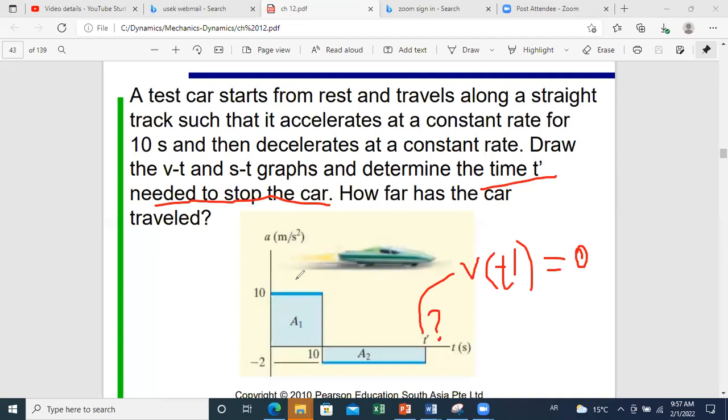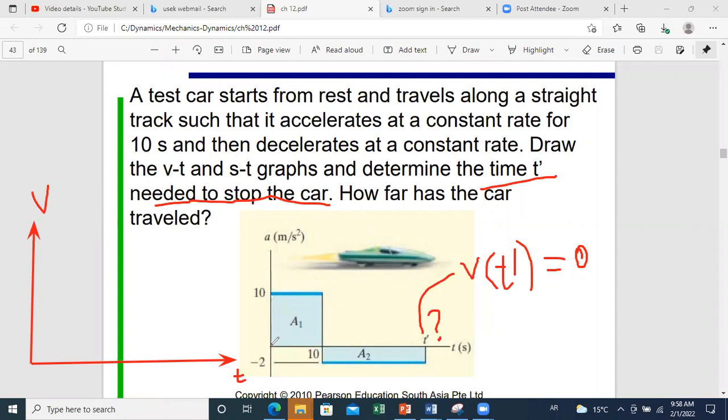Now I will use this condition to find t prime. Since I have a function of time and I want to find the time needed to stop the car, I should draw the graph of velocity and say that at t prime v is 0. So if I draw the graph of v, this is the axis of velocity, this is the axis of time, and now let us start. We have two phases.